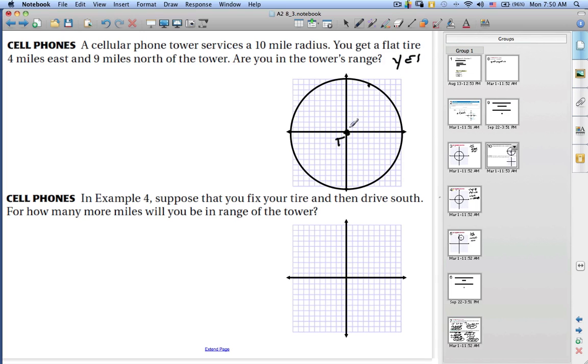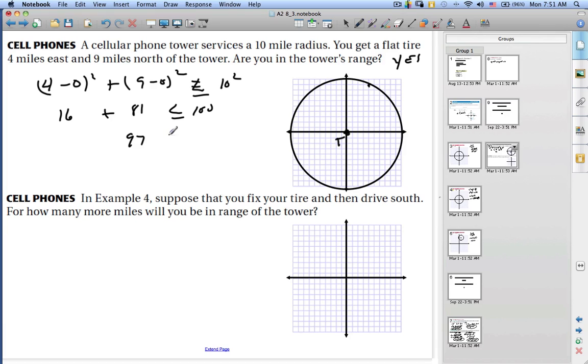If I wanted to make sure, I would check the distance. I would have to go ahead and say 4 minus 0 squared plus 9 minus 0 squared. So I've plugged in h and k, my center, and my points, 4, 9. Is it less than or equal to 10 squared? So is it less than or equal to 100? So this would be 16 plus 81. Is that less than or equal to 100? So this is 97 is less than or equal to 100. So yes, I'm in the cell range.